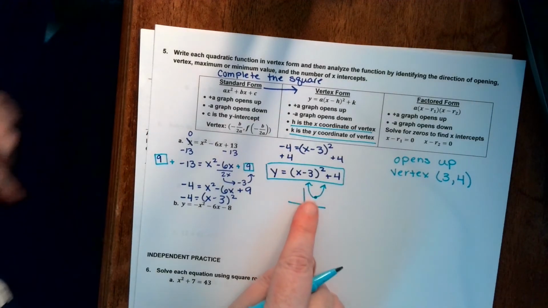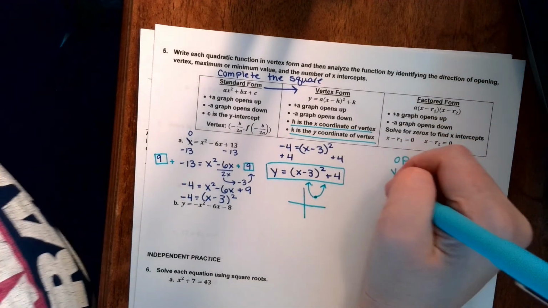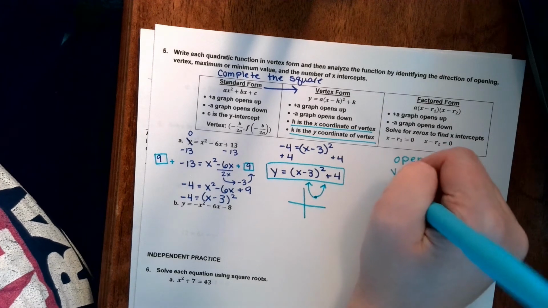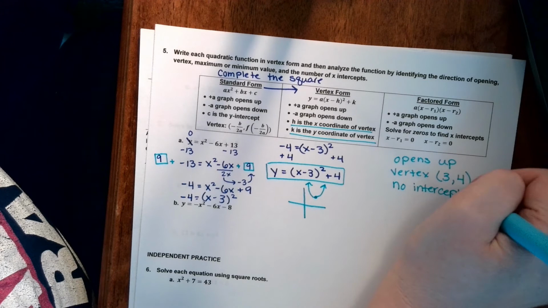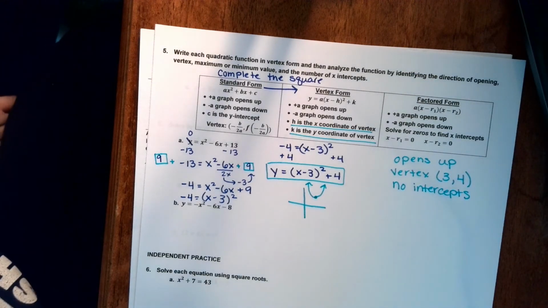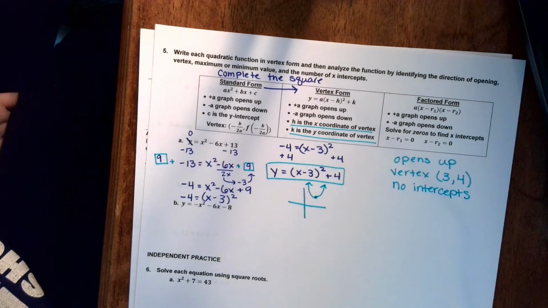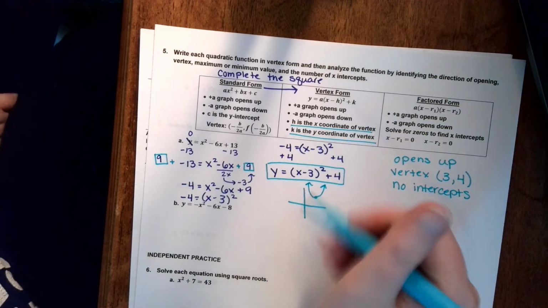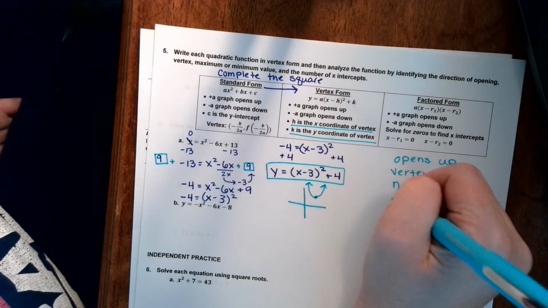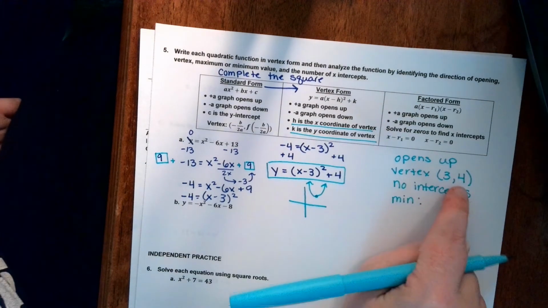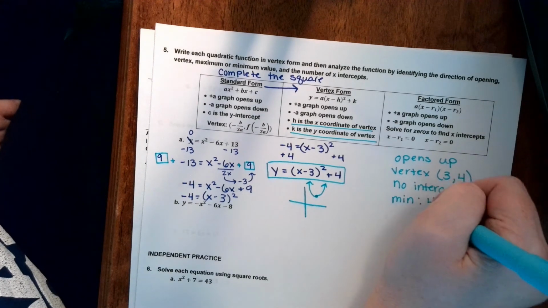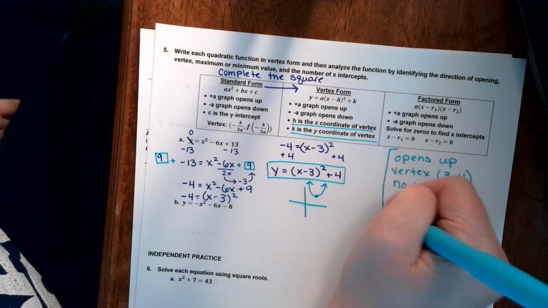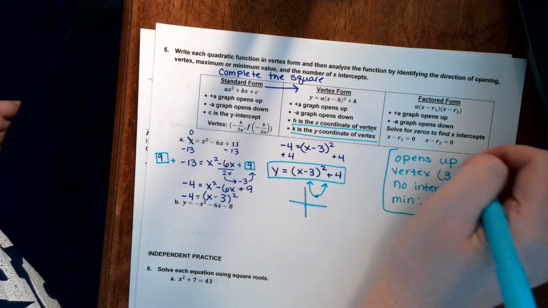So is this going to have any x-intercepts? No intercepts. So there's no solutions. And then, what's the other thing it looks for? Minimum or maximum. It opens up, so it has a minimum. And remember, your minimum is the y-coordinate of the vertex. That's your lowest point. So my minimum is 4.